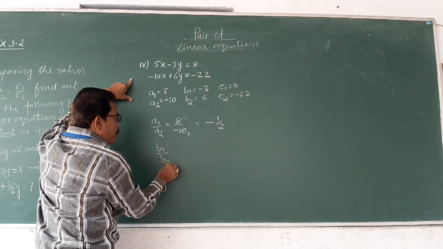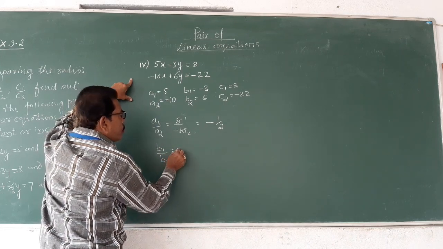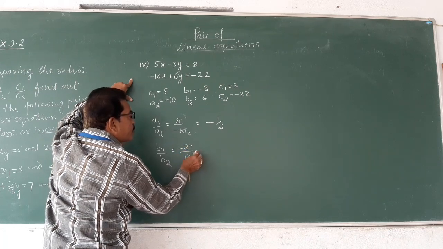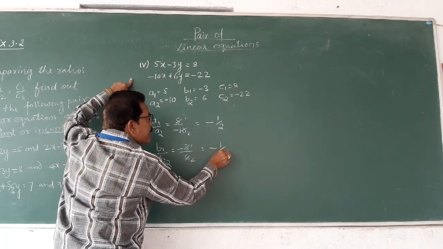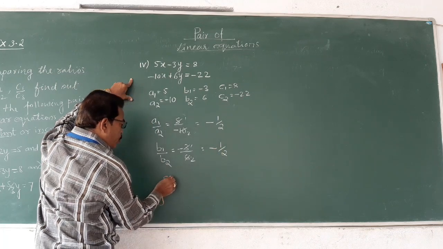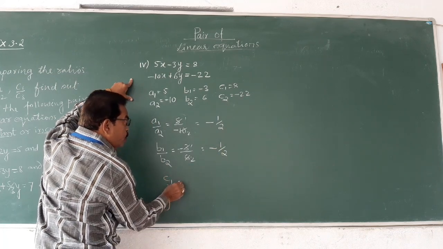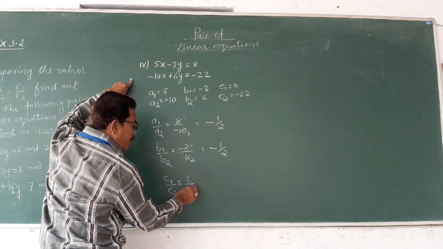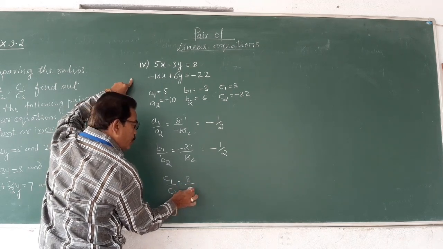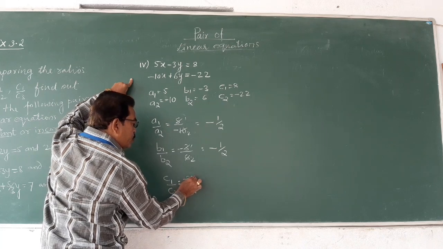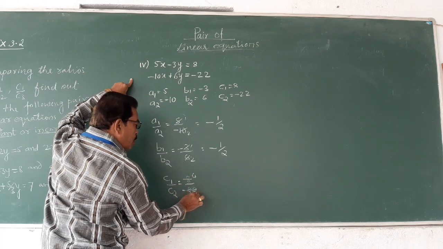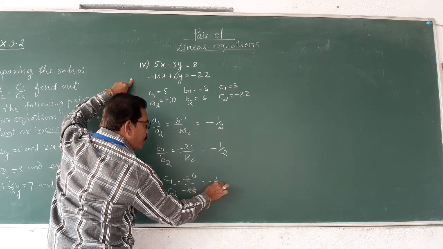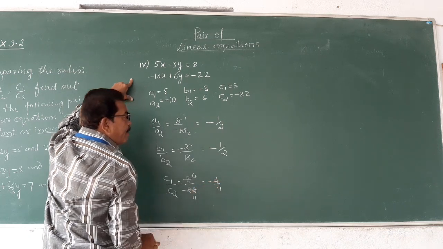B1 by B2 is equal to minus 3 divided by 6. That is also minus 1 by 2. C1 by C2 equals 8 divided by minus 22, that is minus 4 divided by 11.